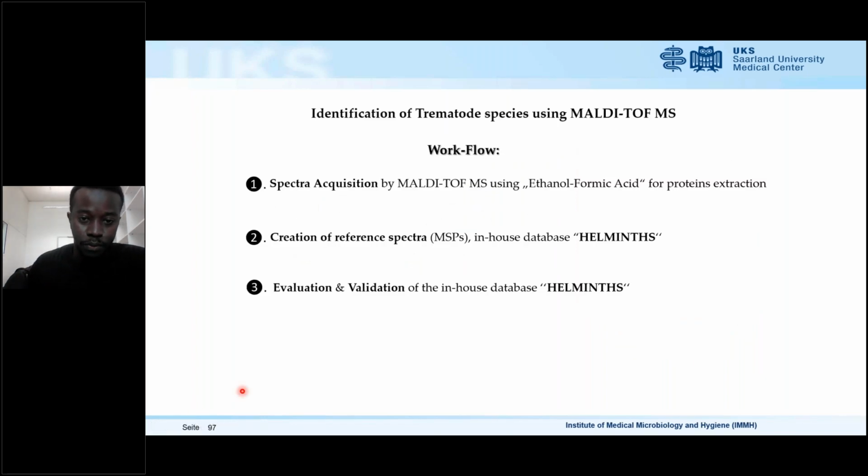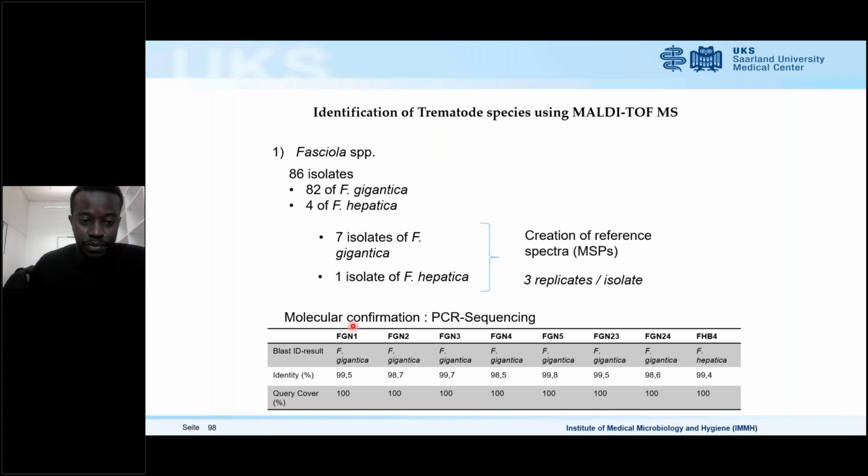For the workflow, the objectives are, at first, to acquire spectra by MALDI-TOF using a quite simple protocol. Second, to create reference spectra and establish an in-house database. And finally, to evaluate and validate the database by doing a blind test. For the first example of Fasciola, we used a total of 86 isolates, including these two main species. After spectra acquisition, we randomly chose seven isolates to create reference spectra.